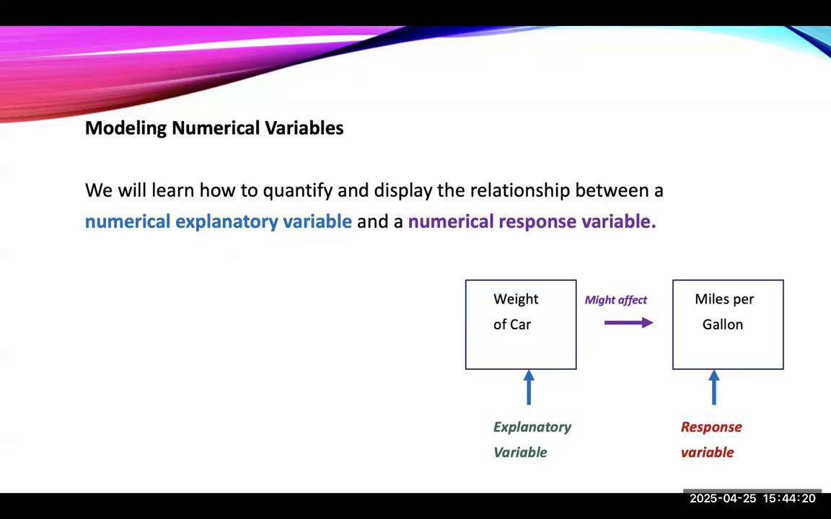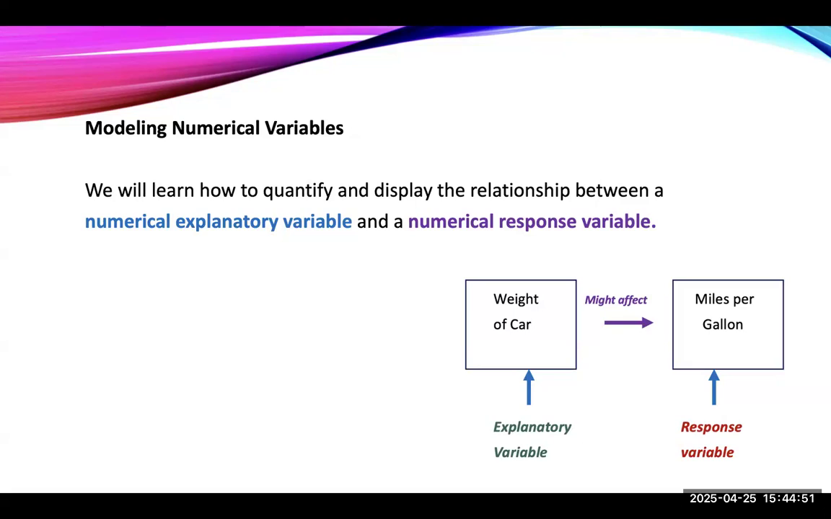We also said that if we have two variables, let's say variable A and variable B, if we think variable A causes a change in variable B, then variable A is labeled the explanatory variable and variable B is labeled the response variable. So for example, one might think that the weight of a car might influence the miles per gallon the car gets. So the explanatory variable here is the weight of the car, and the response variable is miles per gallon.